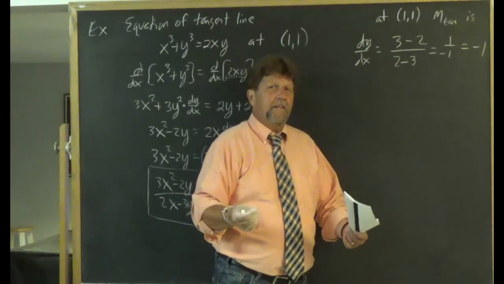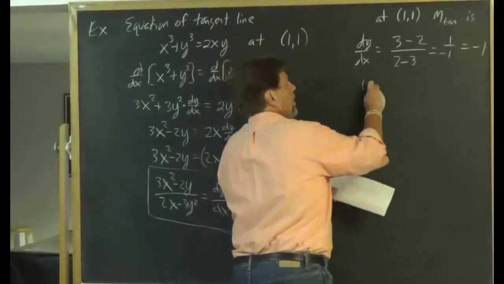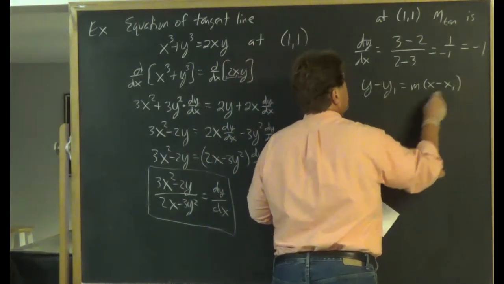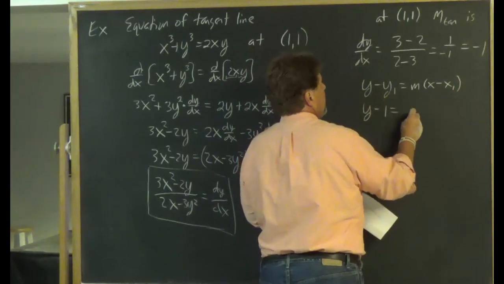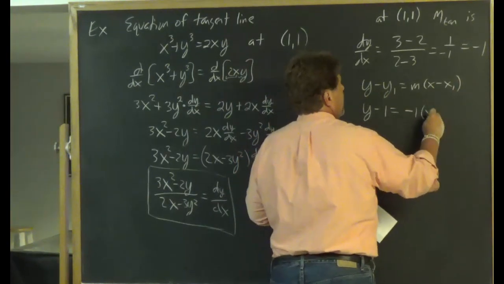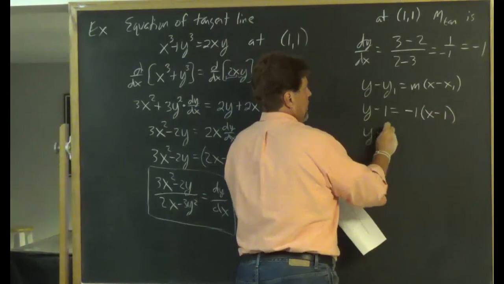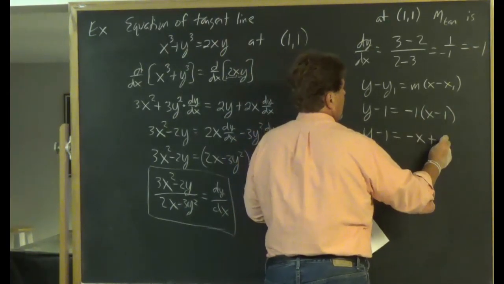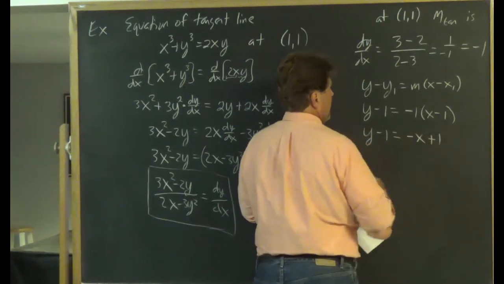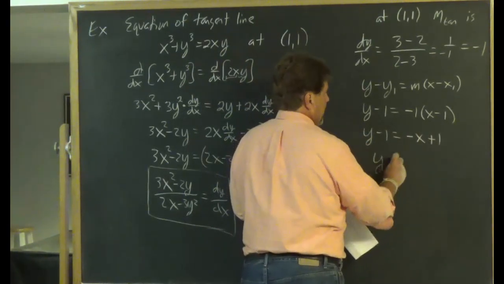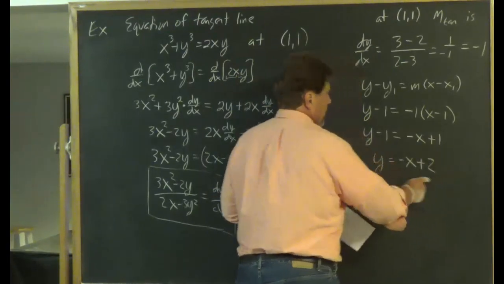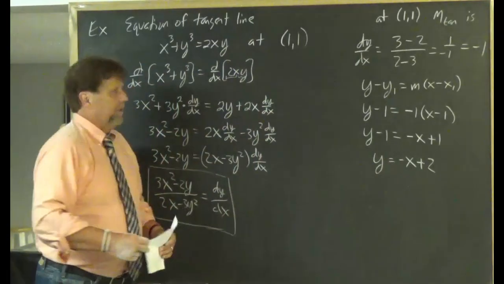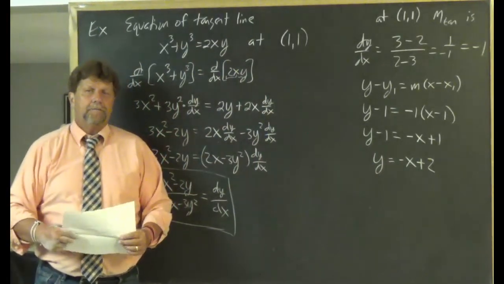So we know the point of tangency. We know the slope. We use point-slope form. So we have y minus 1 equals negative 1 times x minus 1. And I know most of you say, hey, distribute that to get negative x plus 1, and then go ahead and add 1 to both sides to get negative x plus 2. I know most of you like to see your lines in slope-intercept form. But that was just revisiting an old topic.